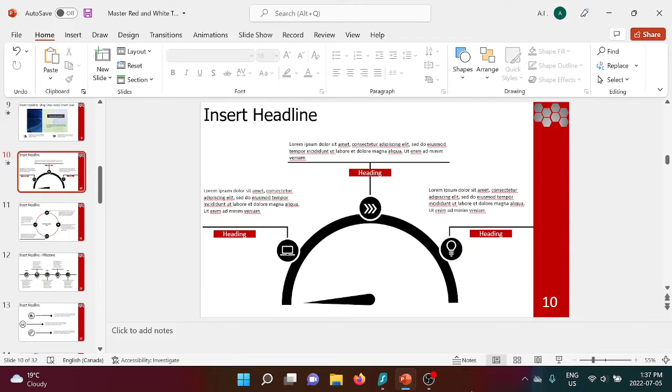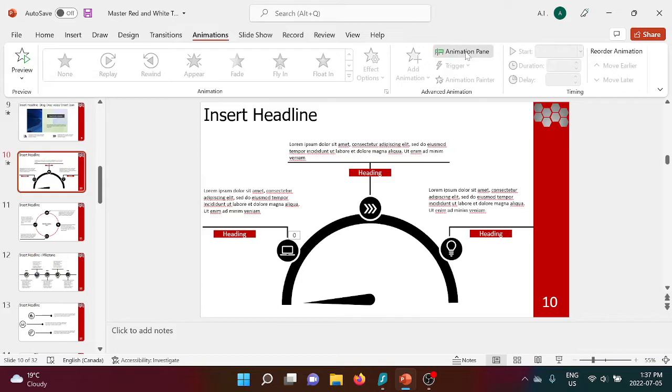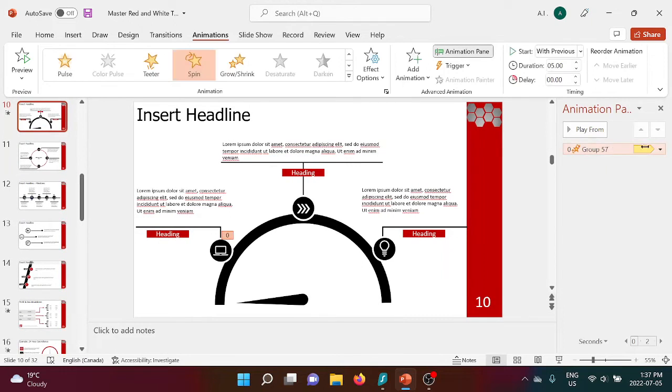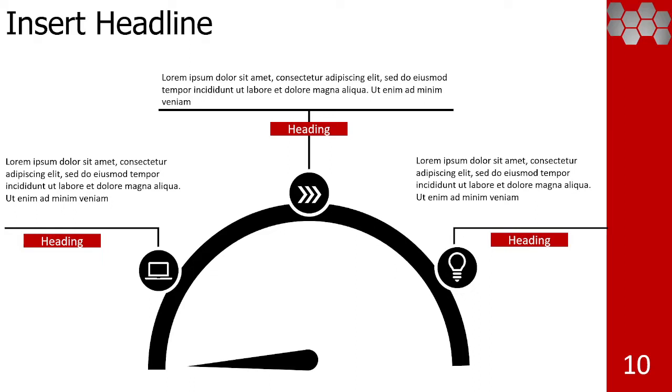If you don't want the animation, all you need to do is go to animations, go to animation pane, and then click on this animation and do remove, right? So now you go full screen, there's no animation.